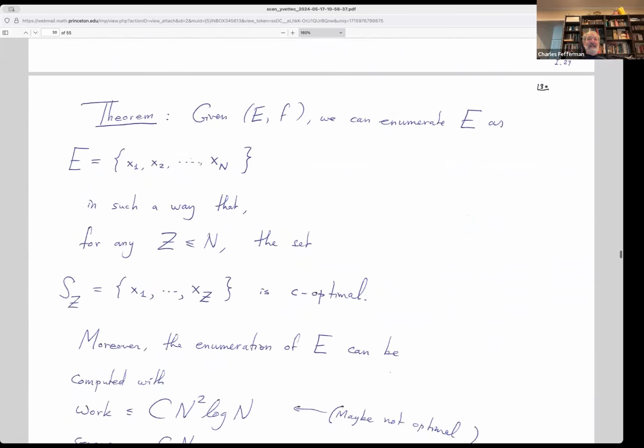Okay, and the theorem is the following. Given a data set, we remember with capital N points, we can enumerate the data set, we can order it, we can say it's x1, x2, and so on, xN, in such a way that for any Z up to N, the set S sub Z consisting of the first Z entries is C optimal. So morally, x1 is the very worst outlier, x2 is the next worst outlier, and so on. And so if you want to remove Z outliers, you should remove the first Z of those x's. And that's true for all Z. Moreover, that enumeration of E can be computed in polynomial time.